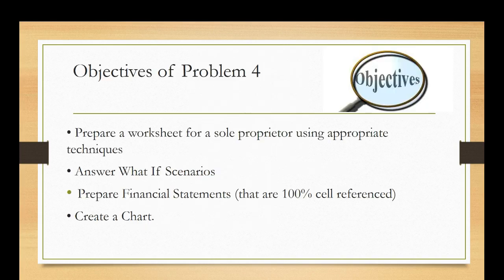So the objectives of problem 4 are to prepare a worksheet for a sole proprietor using appropriate techniques, and then be able to answer what-if scenarios, to be able to prepare financial statements. By the way, hear me when I say this, I expect those financial statements to be 100% cell referenced. That means I should see no numbers on the formulas tab that you're going to create. I want to see 100% cell references. This is so that if you make one adjustment in the worksheet, all the financial statements will automatically adjust themselves. And of course, you'll be creating a chart.